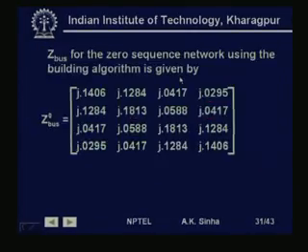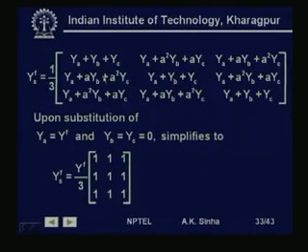So, the matrix reduces like this, and upon substitution of YA equal to YF and YB equal to YC equal to 0, this matrix YFS simplifies to YF by 3 times a matrix of all ones. So, for a single line to ground fault, this is the sequence fault admittance matrix that we get.